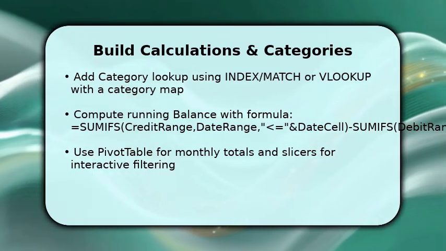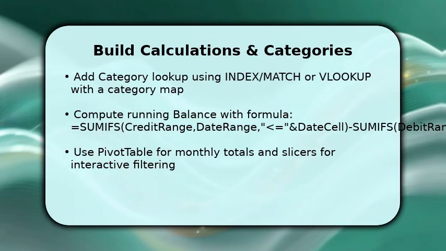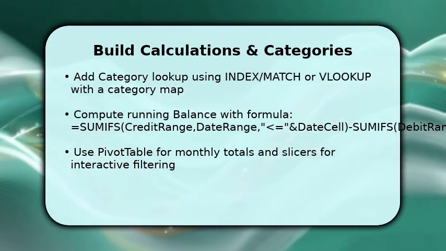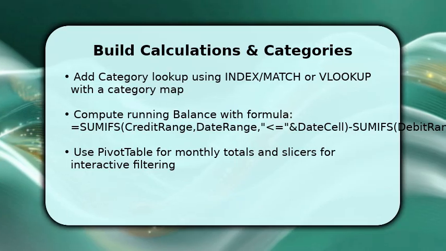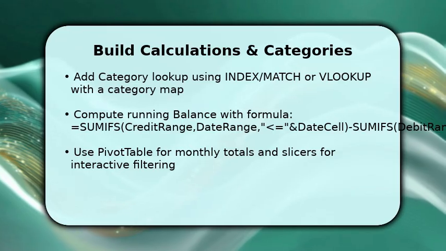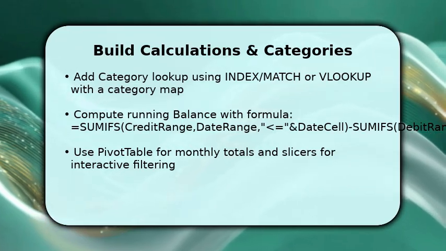Start by mapping descriptions to categories using a lookup table. INDEX/MATCH is stable when columns shift. Next, calculate running balances and period totals using SUMIFS for accuracy. This ensures payments and receipts reconcile by date.